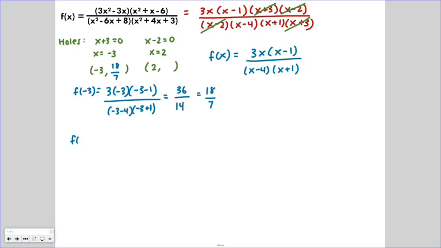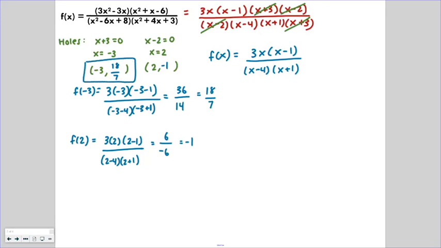Then I'm going to do the same thing when x is 2. We're going to have 3 times 2 minus 1 over 2 minus 4 times 2 plus 1. All right, so that becomes 6 over negative 6, which is negative 1 there. So our second hole is at 2, negative 1. So our two holes are these points here.